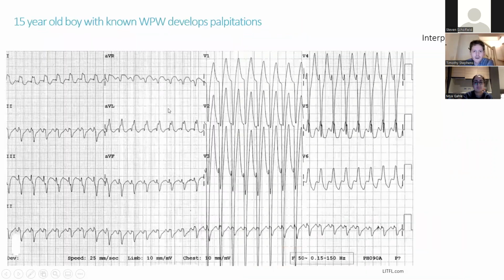Before I talk about this, what would you say this ECG is, just from what we've been talking about? Can you put in the chat for me what you think? Yeah, somebody's put antidromic AVRT.